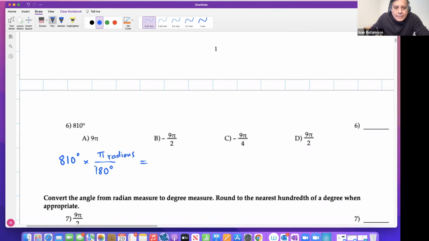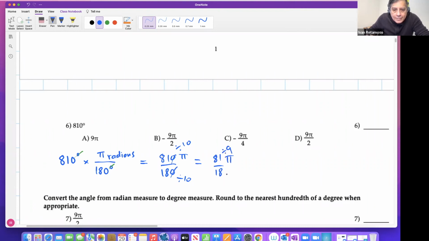Do the math here. Notice the degrees cancel with the degrees here. I end up with 810 pi over 180. Now let's simplify. Radians, I don't have to write radians, right? We know it's going to be radians. Now let's simplify. Divided by 10, we get to cancel the zeros, right? I end up with 81 pi over 18.